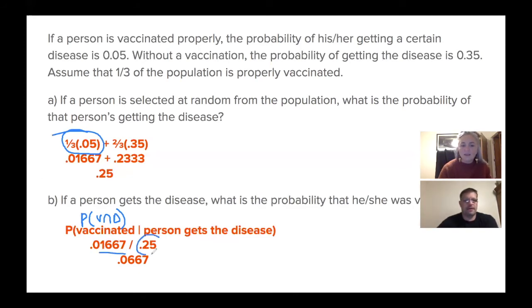And then divided by the part of the population that's vaccinated. Or no, got the disease. Yeah, so 7%. Got it. All got the disease. All right.